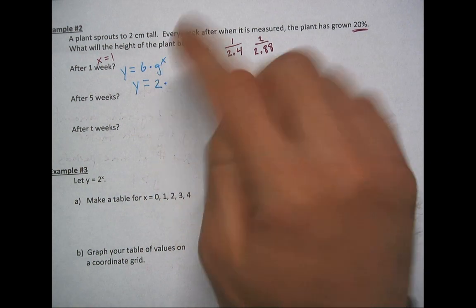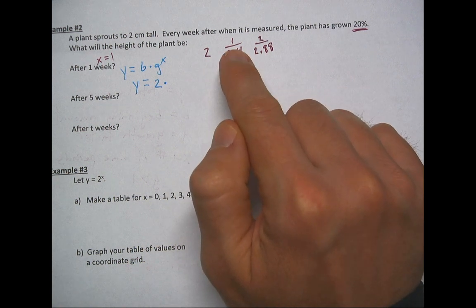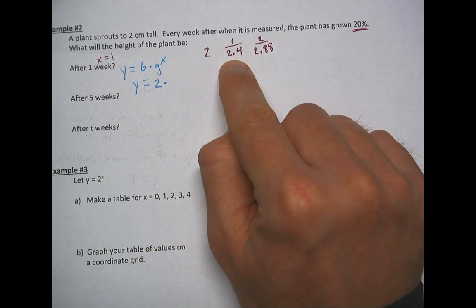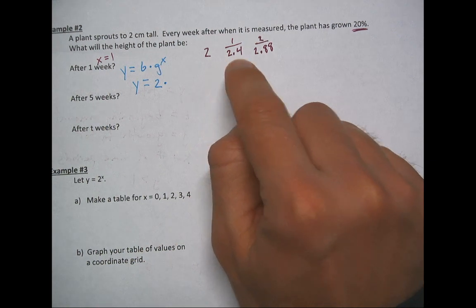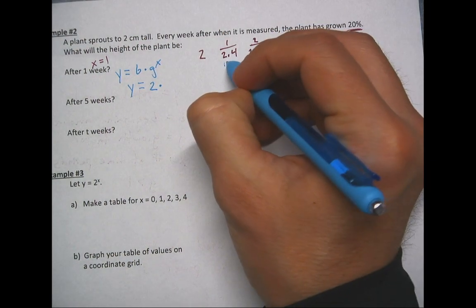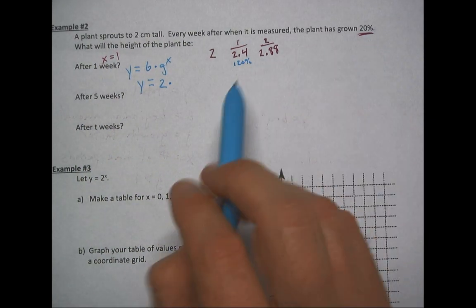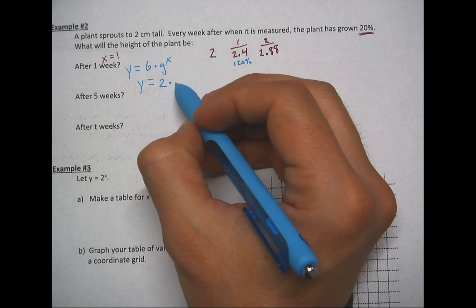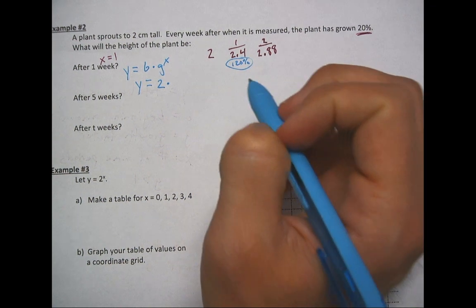So we need to think about what is it becoming? So from 2 to 2.4, it's 20% bigger. It's the original plus 20%. So the original is 100%, and we've added 20% to it. So this number actually represents 120% of the original. It increased by 20%. So now it's 120% of what it used to be. So we need to express this number here, the growth factor, as a decimal that represents 120%.